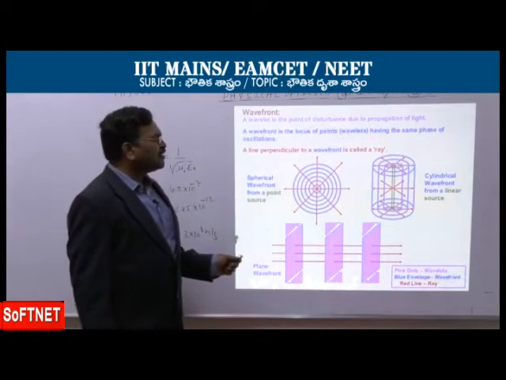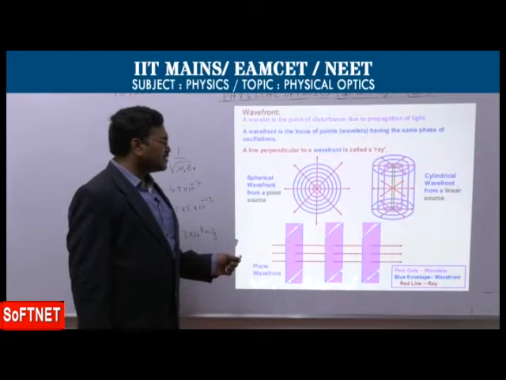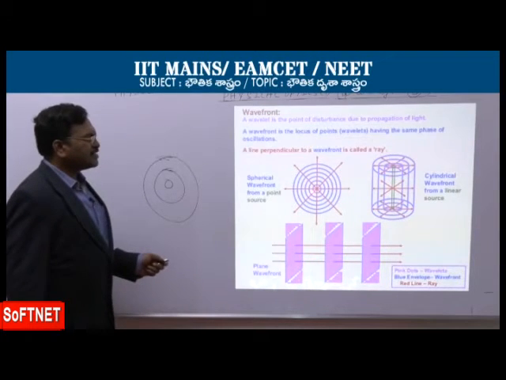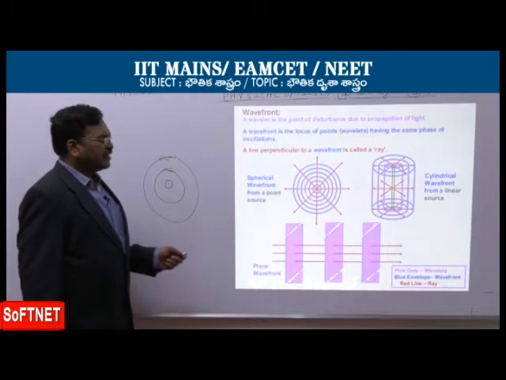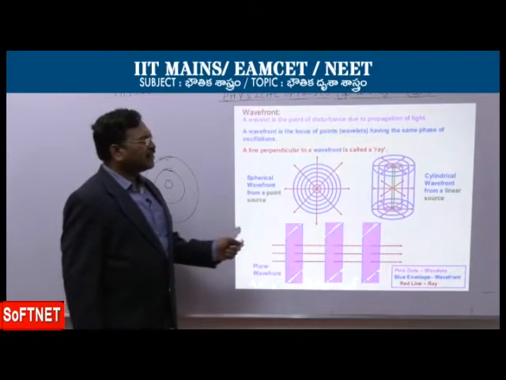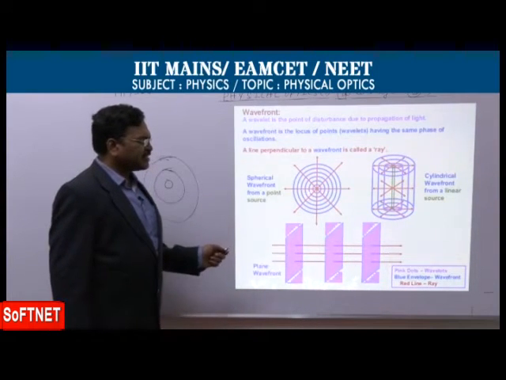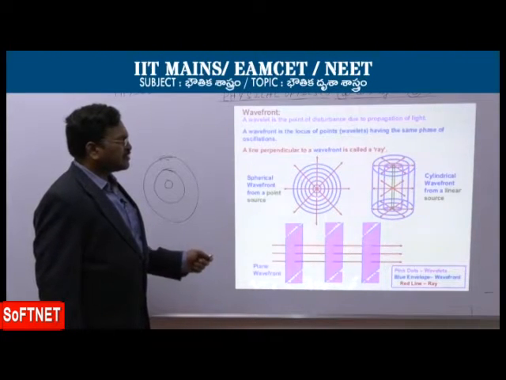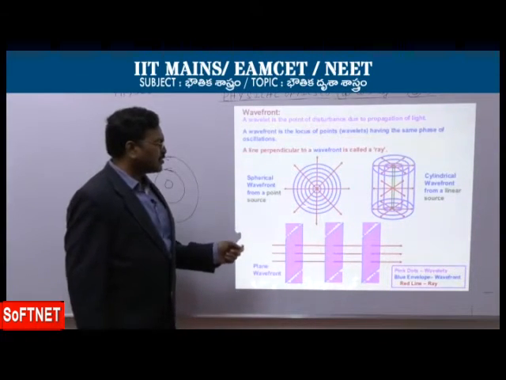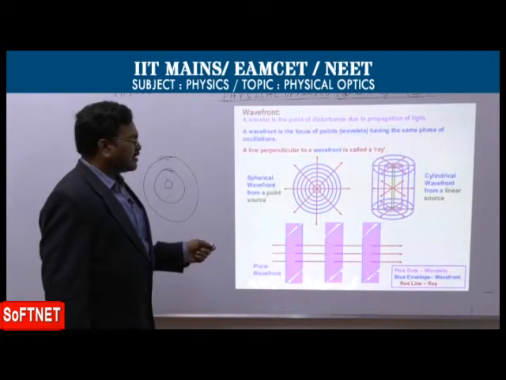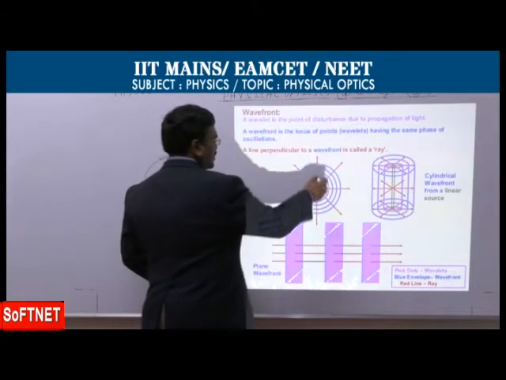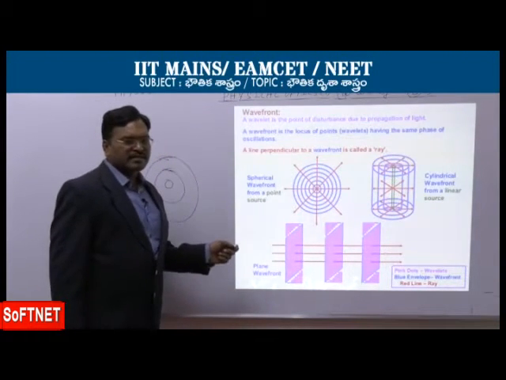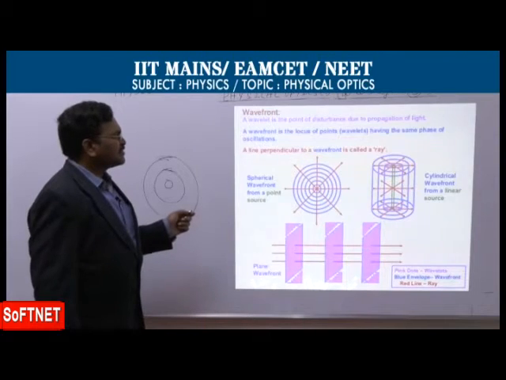A line perpendicular to the wavefront is called what? Ray. If you take a spherical wavefront, if you take a point source of light, we are getting a spherical wavefront. Now a line perpendicular to the wavefront is called a ray. These red lines represent rays, light rays. These pink circles, pink spheres represent wavelets. These circles, spherical shapes, are called wavefronts.